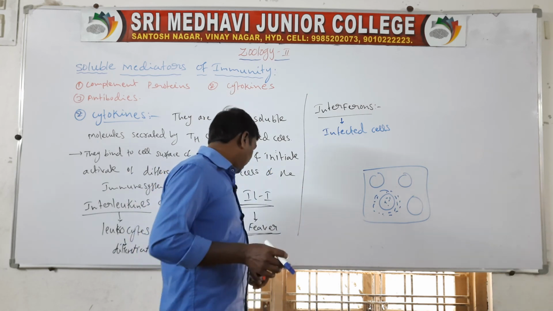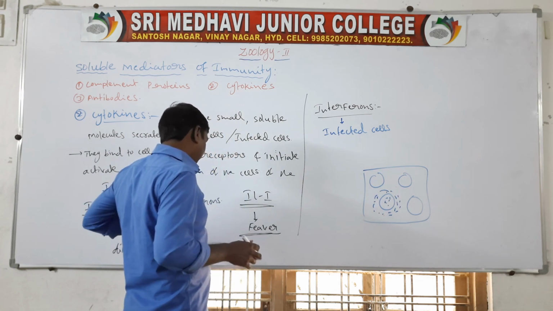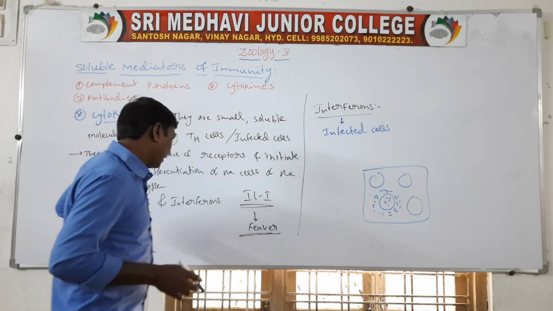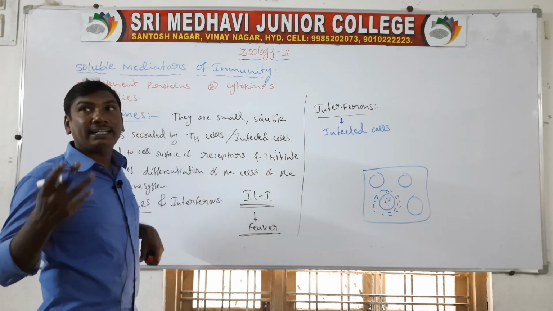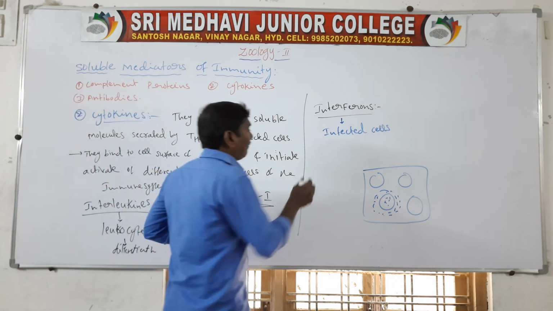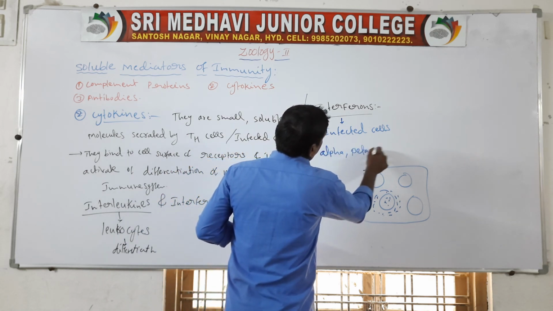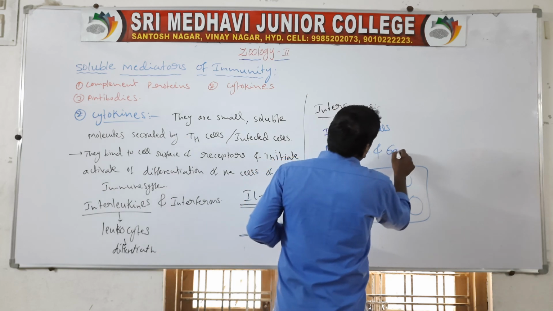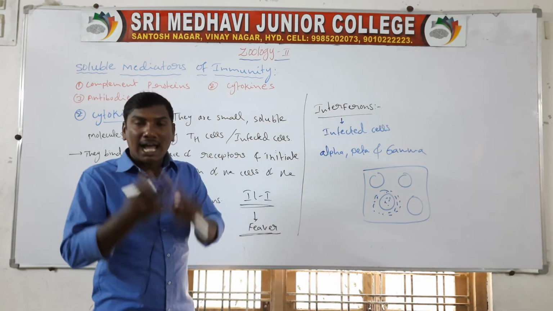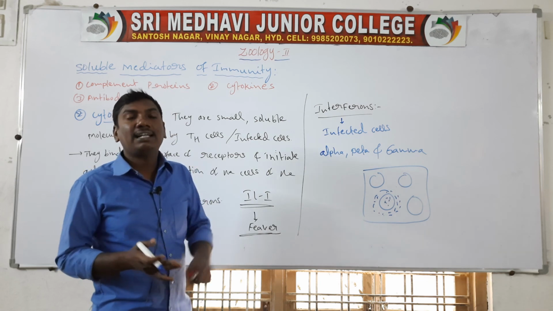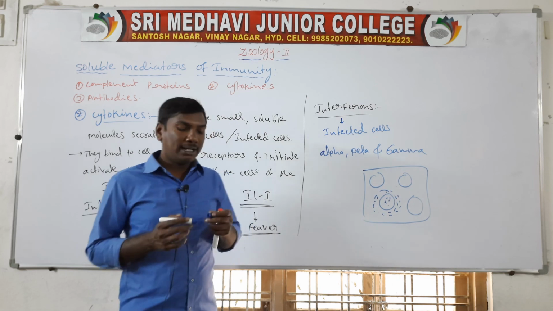Those released from the leukocytes are called interleukins, and those from infected cells are called interferons. Interferons are of three types: alpha interferons, beta interferons and gamma interferons.